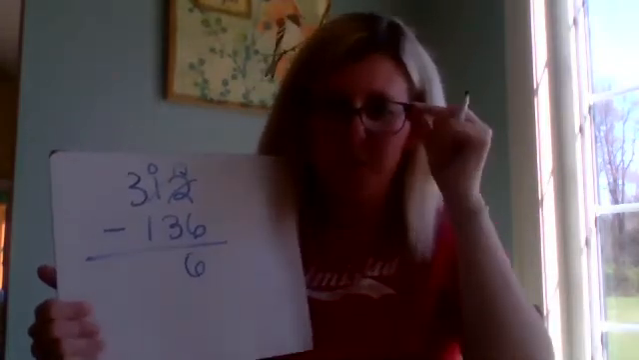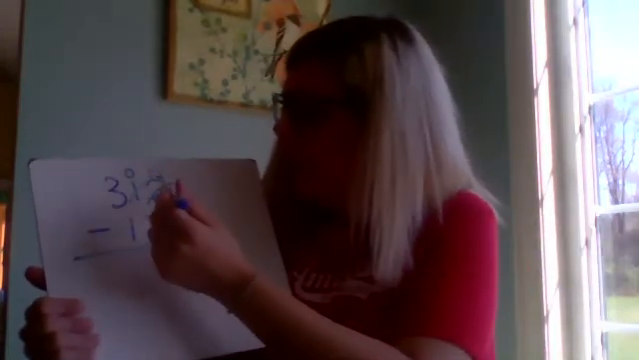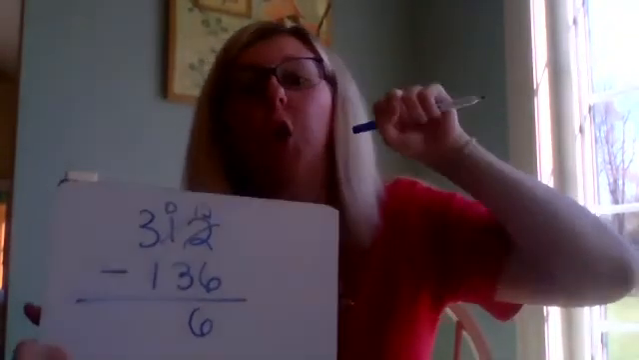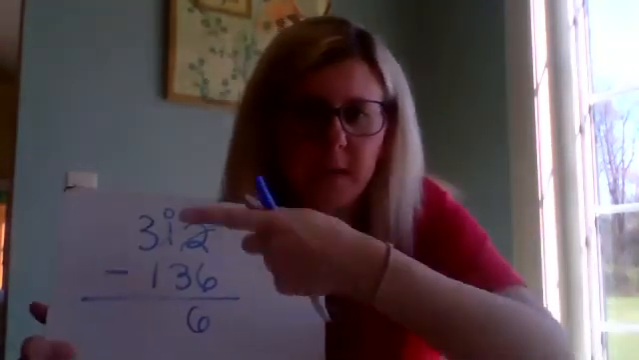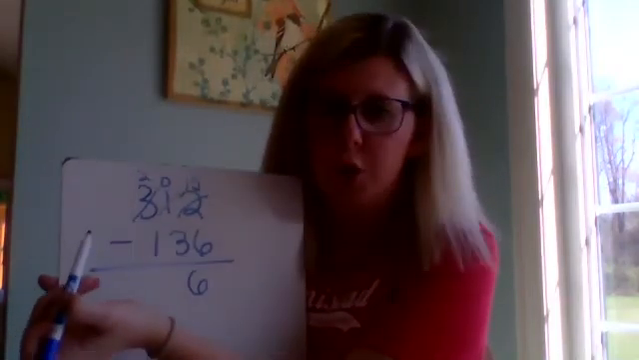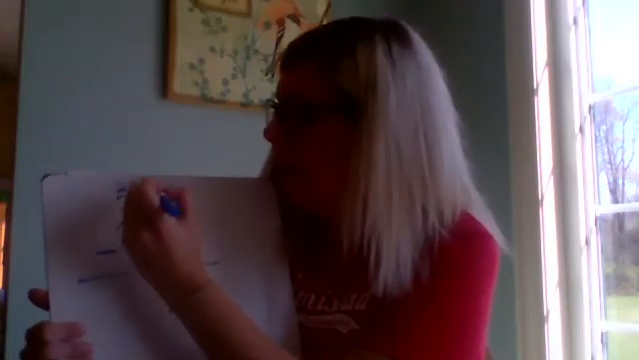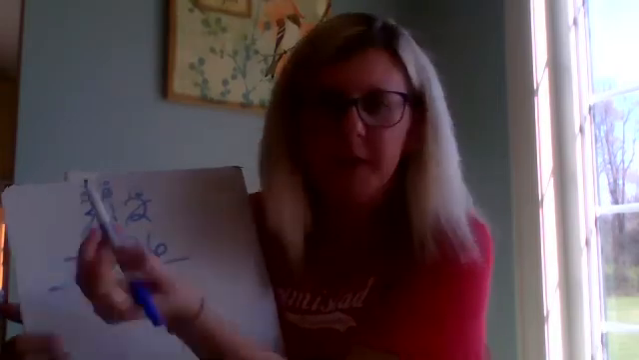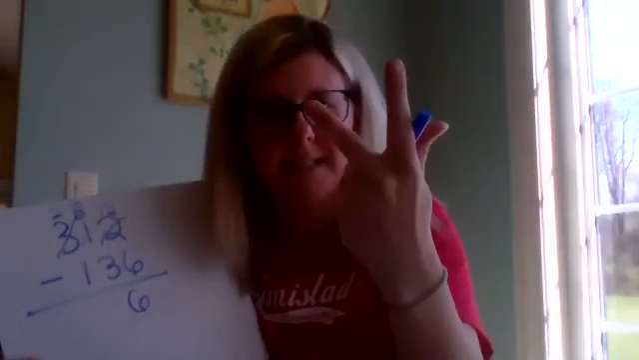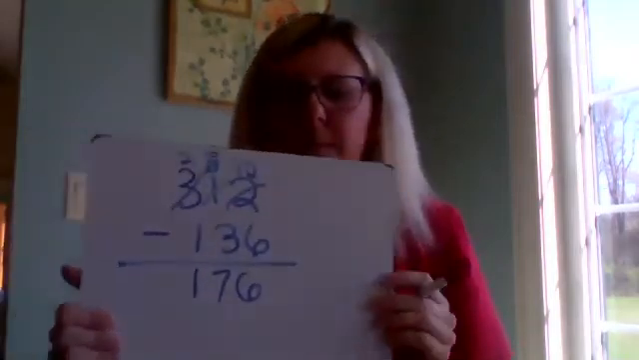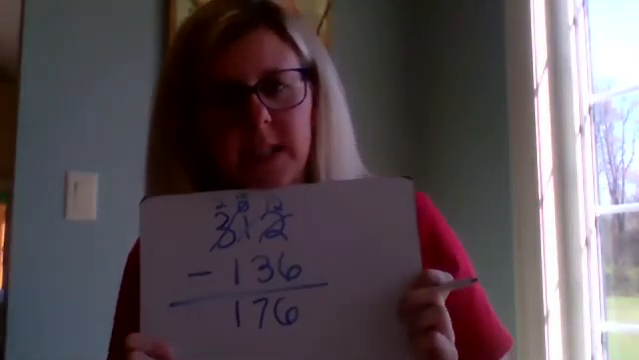So I know 12 minus 6 is 6. 0 minus 3. If I have 0 fingers, can I take 3 away? No. Even if I did the 1, it still wouldn't make sense. But this is why you have to start with your 1s. So I need to take my 3 and turn that one into a 2. And I'm going to turn my 0 into a 10. 10 minus 3: 10, 9, 8, 7. 7. 2 minus 1 is 1. So the answer should be 176.